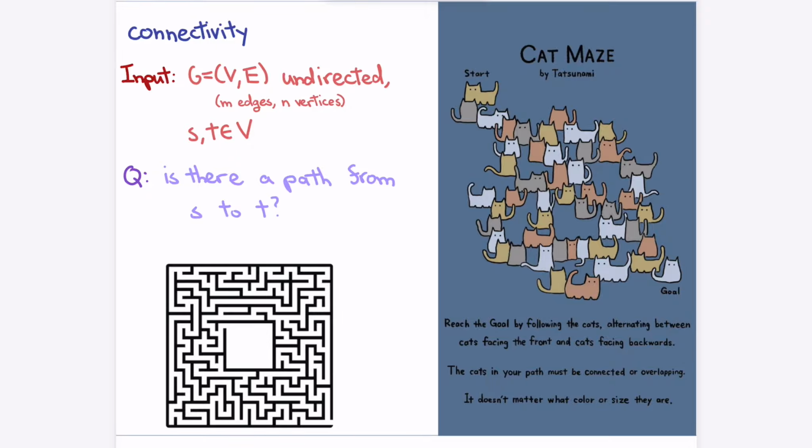You have to go from one cat to an overlapping cat. They have to be touching each other. And you have to go from front to back to front to back to front to back. So there's some kind of implicit graph here. All right, so the question is, can the starting cat get to the goal cat?